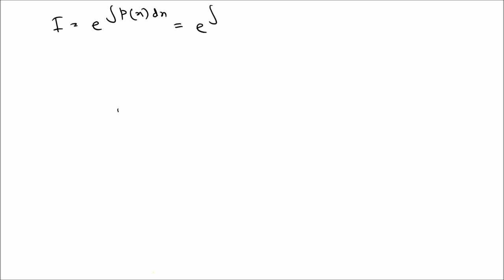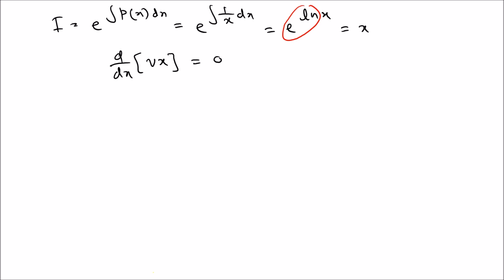So it's the integral of p(x), p(x) is 1 over x, dx. So we have e to the ln x, and then e and ln cancel out, so you get x. So that's what you get. Now, from the theory of integrating factors, we know that this side is simply the derivative. So you're going to get d over dx of v times the integrating factor, equal to 0 on the other side.